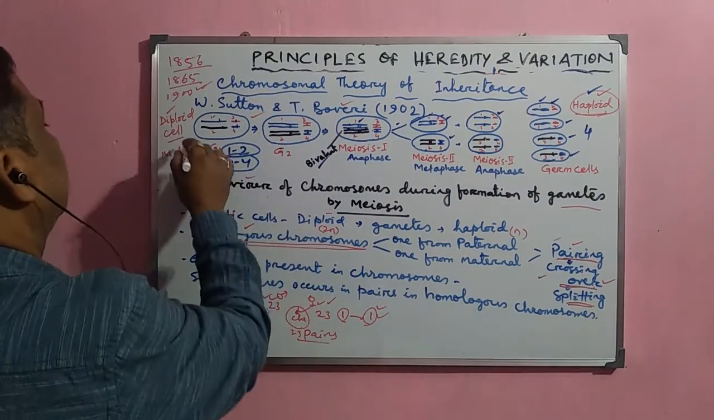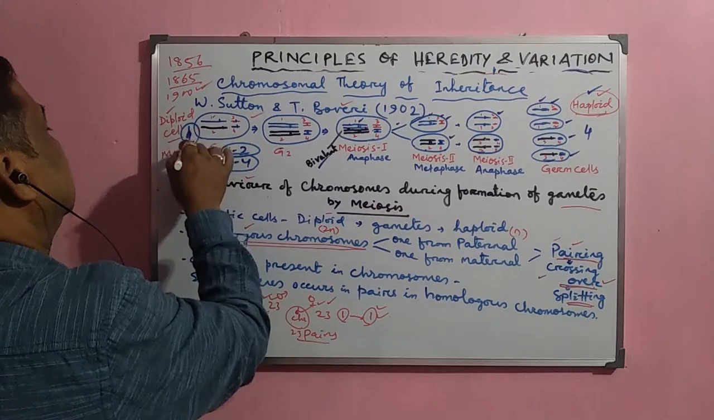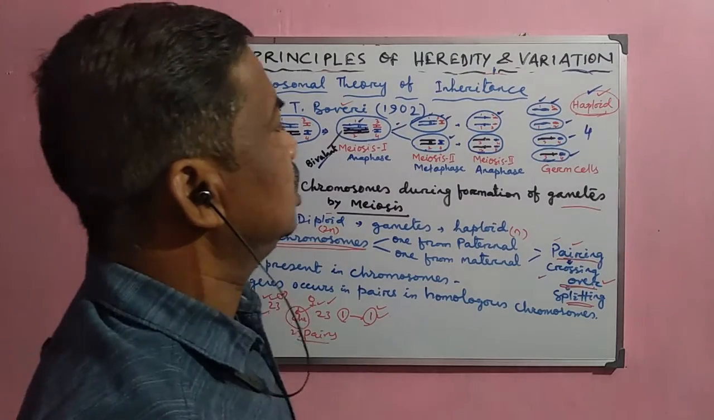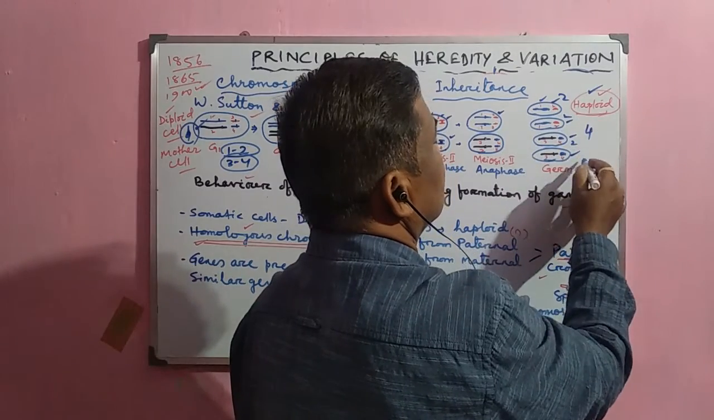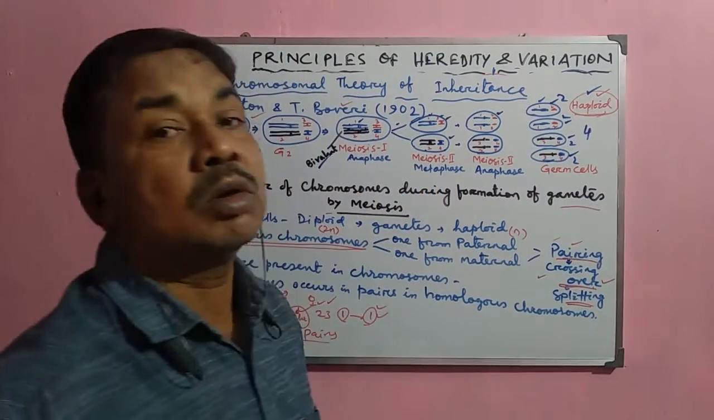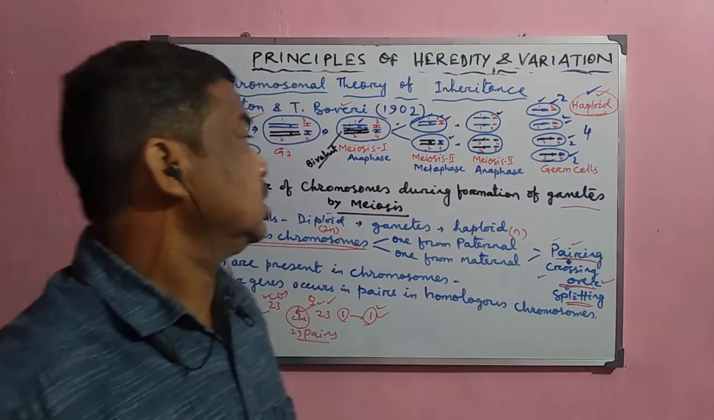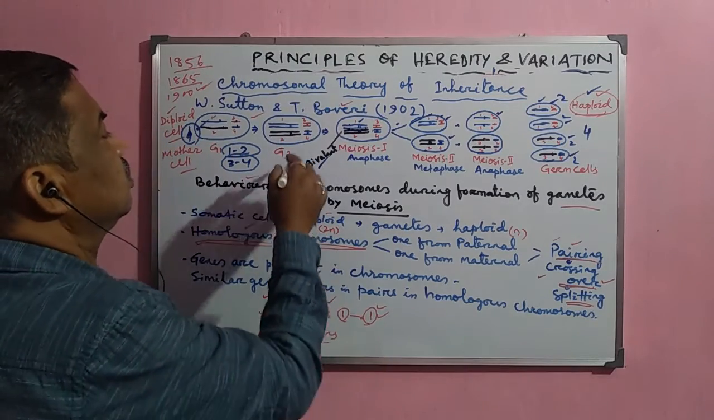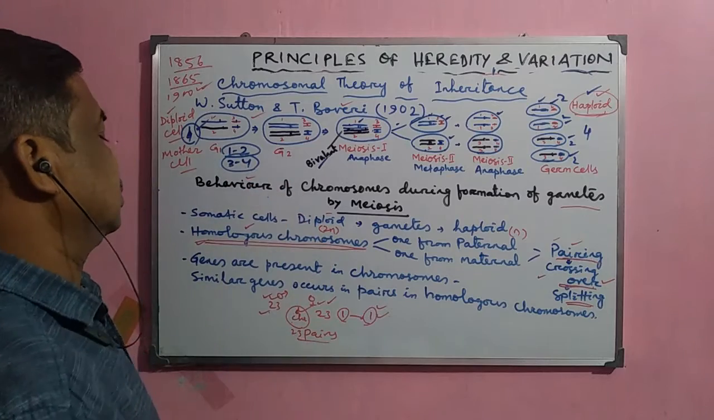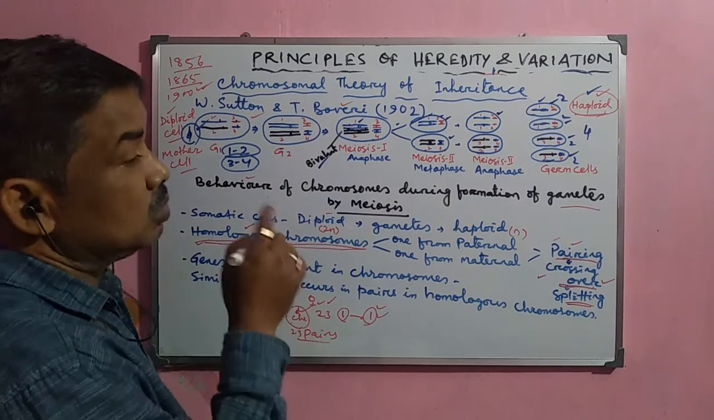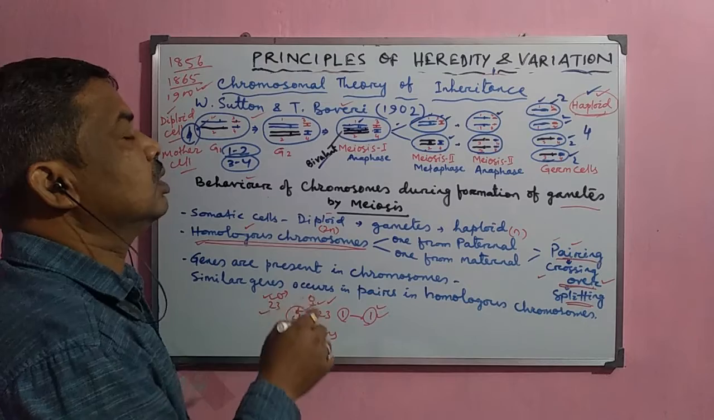Suppose here the 4 chromosomes were there in the mother cell, but here you will find 2 chromosomes in each cell. So that is why these are called haploid cells. This type of behavior of the chromosomes occurs during gamete formation, or during the meiosis process. Now this process is very important for the formation of the gamete.